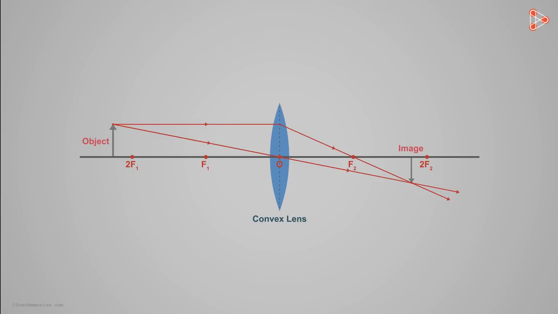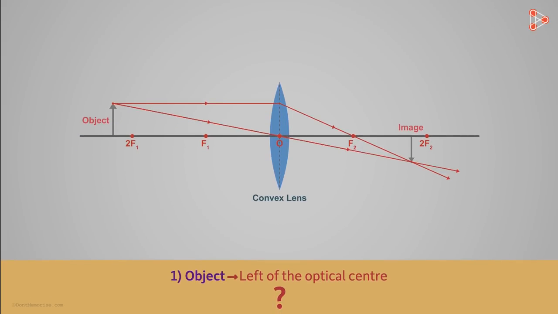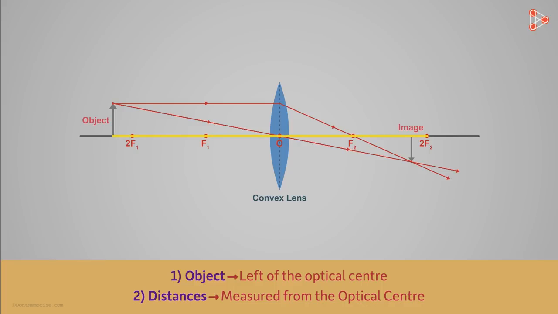The concept is similar for lenses. For our lens, we assume the optical center to be the origin. So the first convention we follow is that we always keep our object to the left of the origin, or the optical center. Can you guess the second convention? The second convention that we follow is that we measure all the distances from the optical center. For instance, if we take this point on an object, then the distance of this point from the lens is measured from the optical center of the lens like this.